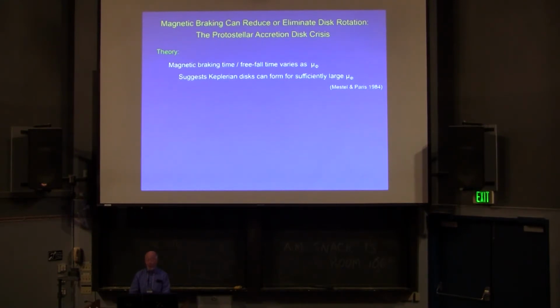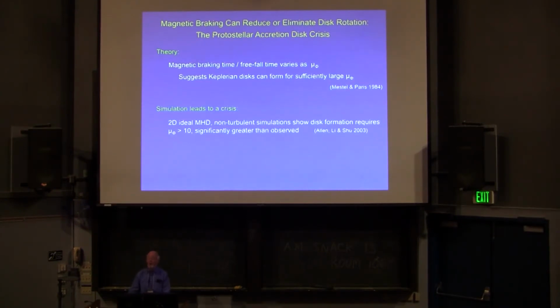And in fact, a little bit later, Mestel and, I think, a student he was working with, showed that this magnetic braking time divided by the free fall time varies as the mass to flux ratio. So this makes sense. The magnetic braking time is going to get bigger and bigger as the magnetic field gets weaker and weaker. Remember, in the mass to flux ratio, the flux is in the denominator. So if the field gets weak, then mu phi gets big, and the magnetic braking time gets big also.